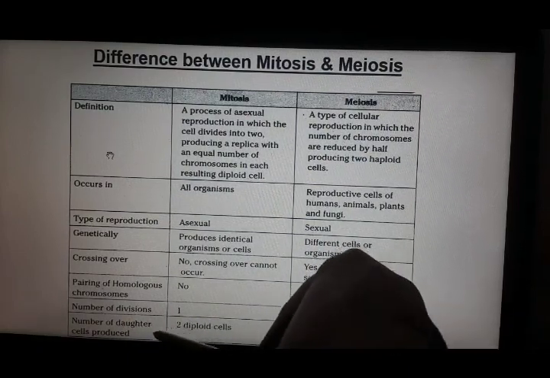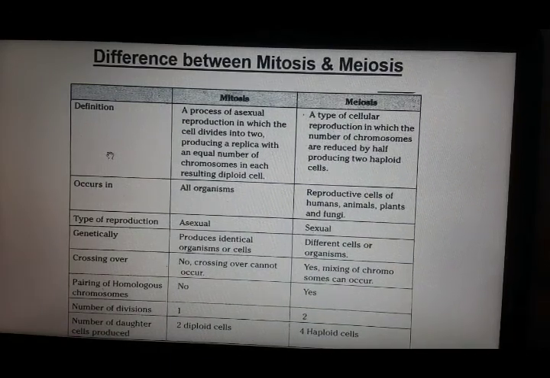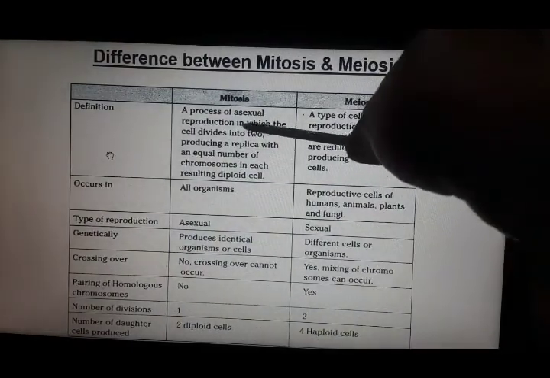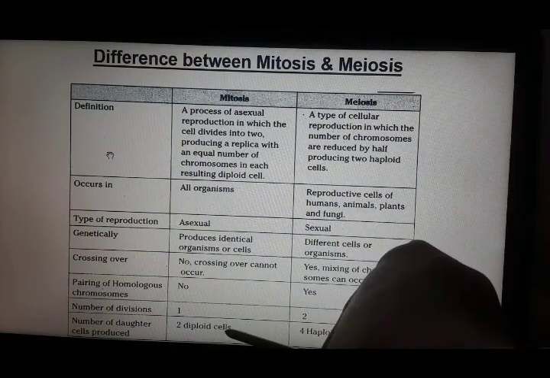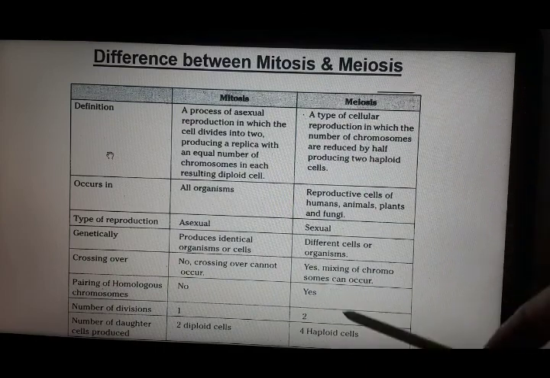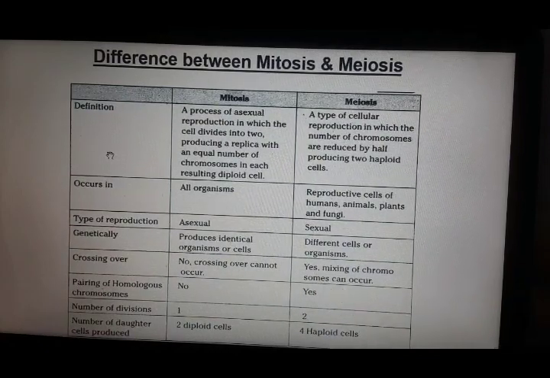The last heading is number of daughter cells produced. This is a very common difference. In mitosis, always 2 diploid cells, diploid because the chromosome number is maintained. So if a diploid parent is dividing into 2, it is going to produce 2 diploid cells only. But in meiosis, 4 haploid cells are produced, that means the chromosome number is reduced to half. This is something you need to learn. So I hope that you go through this tabular form very seriously. I'm moving further.